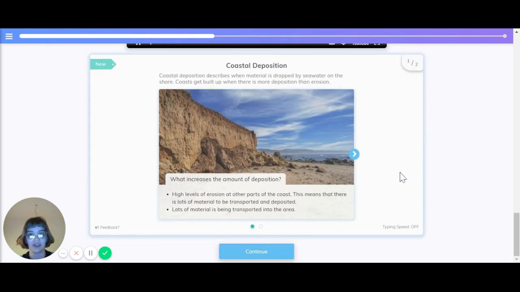Now let's have a look at coastal deposition. Coastal deposition describes the material that is dropped by seawater on the shore. Coasts get built up when there is more deposition than erosion. What increases the amount of deposition? High levels of erosion at other parts of the coast. This means that there is lots of material being transported and deposited.